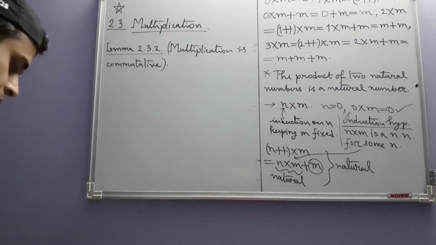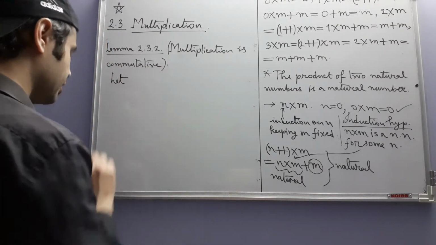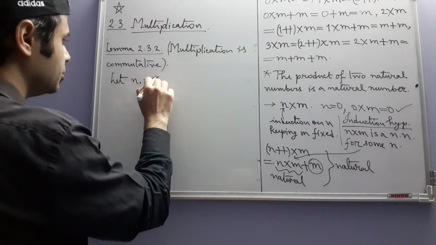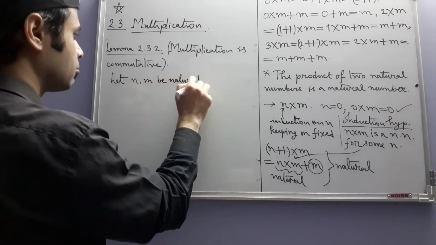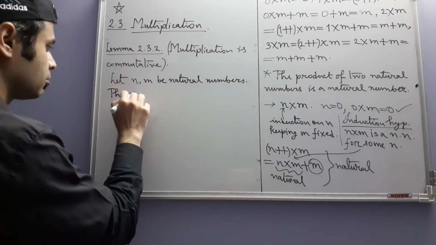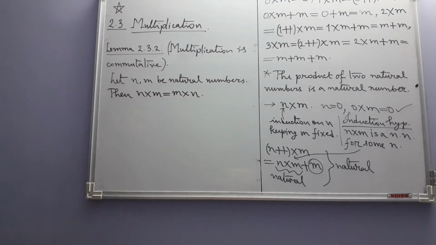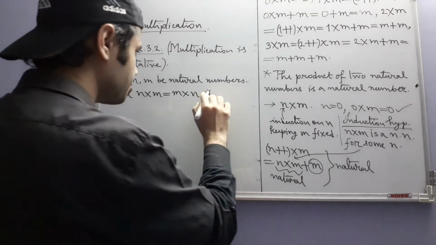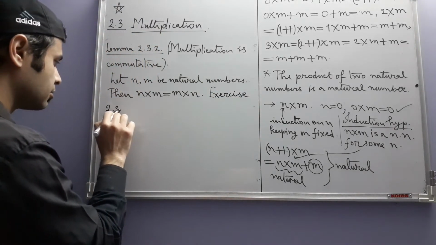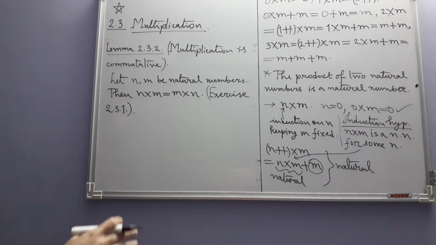I should state the lemma at least. Although we already know what it means, we still need to state it properly. Let n and m be natural numbers. Then n cross m equals m cross n. That's what commutativity means, by now we know. And this appears as the first exercise of this section, Exercise 231. So the proof that we will provide here will be a solution to this exercise.